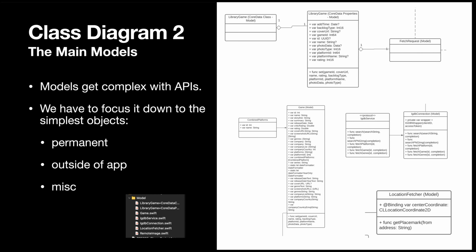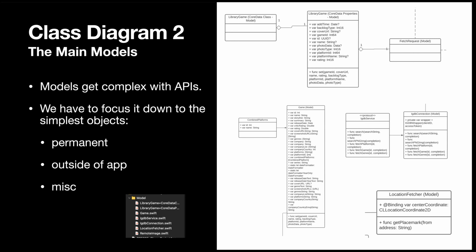And I've got a screenshot of my model folder there, right? And here I've highlighted the main models that I had. At the top we have LibraryGame. That's just what I call my Core Data model. And you can see in the Core Data model, I'm saving the time of addition. That's just a nice record to have. It allows you to sort easily.